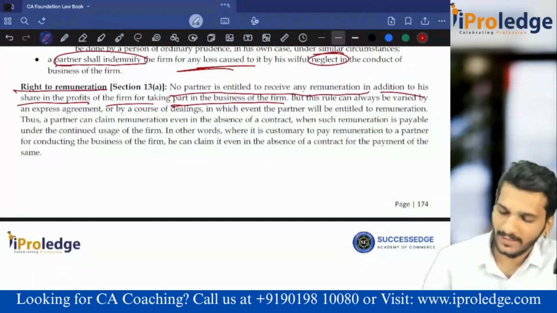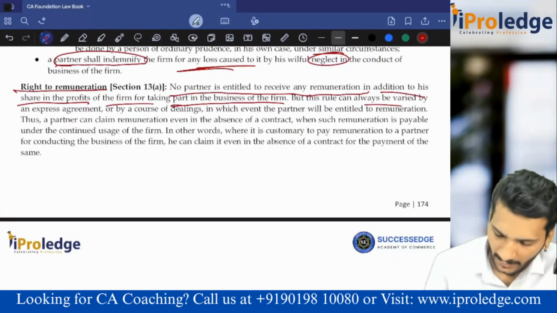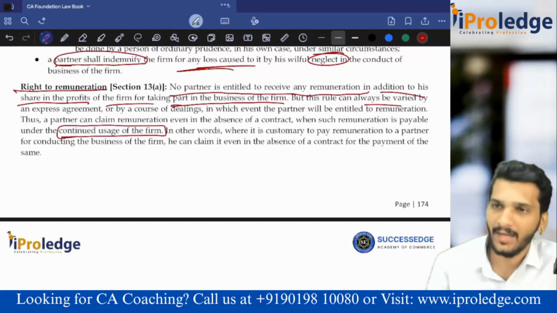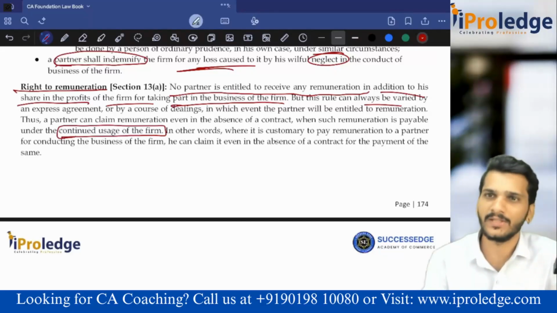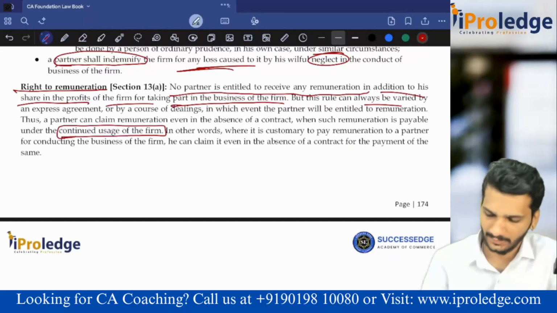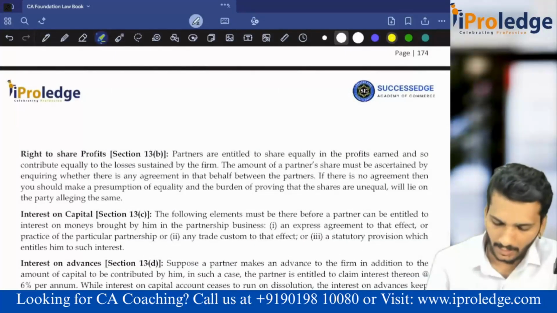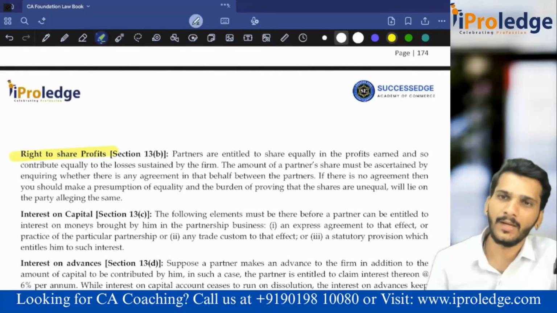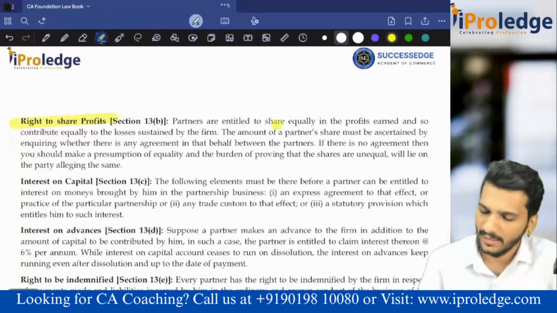So if there is a contract, remuneration can be given, or if there is a continued usage of the firm. Contract is not there, but the firm has kept on giving the salary for the last 10 years. There is a usage, a tradition of the firm. Then also salary can be taken by the partners. Then right to share the profits. Yes, it is every partner's right to share the profits. How? If nothing is there, it is equal profit sharing.